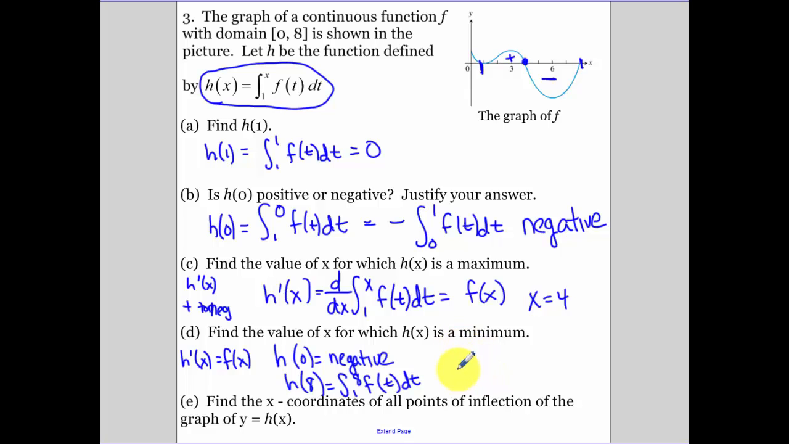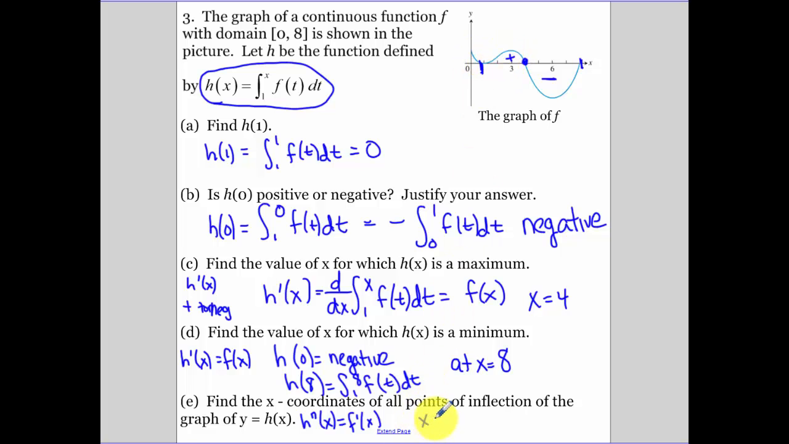So where am I going to have a minimum? I'm going to have a minimum at x equals 8. Now find the coordinates of the points of inflection. That's where h double prime of x or f prime of x changes signs. So where does that change signs? Change from decreasing to increasing.